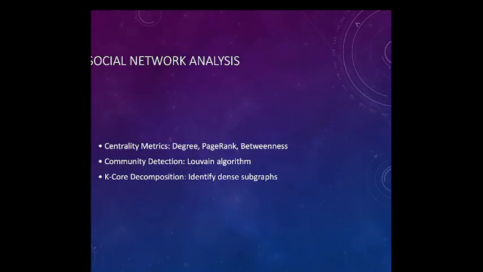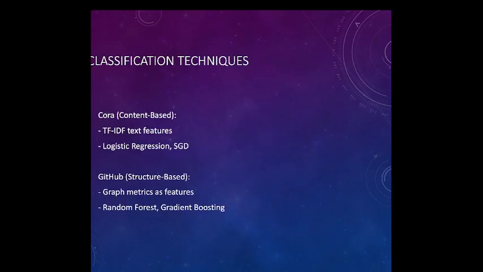We applied common social network analysis techniques on both graphs. Centrality measures like degree, PageRank, and betweenness helped us identify the most influential nodes. We used the Louvain algorithm for community detection and K-core decomposition to isolate the densest part of the network, what we call the structural core. These techniques gave us insights into the internal organization of each network.